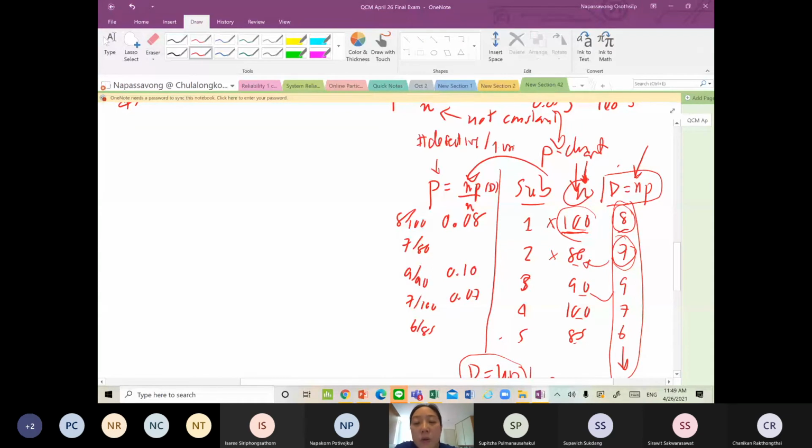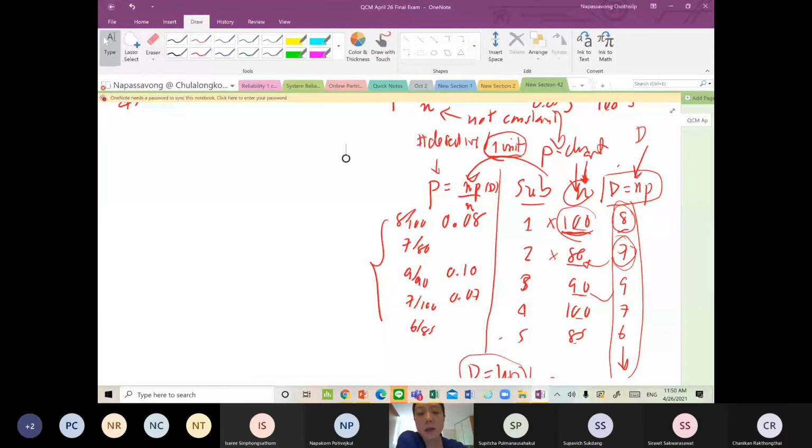So now it's fair to compare among the subgroups because we have the same base, which is 1 unit. But when we take a look at the D column, it's not from the same base because the sample sizes are different. So that's why when we have non-constant sample size, we have to convert the number of defective into the P value, the proportion indicator, and now it's fair to plot the proportion over time.